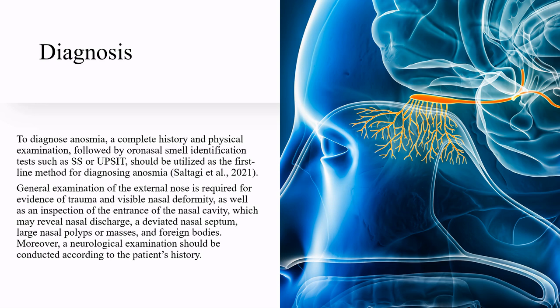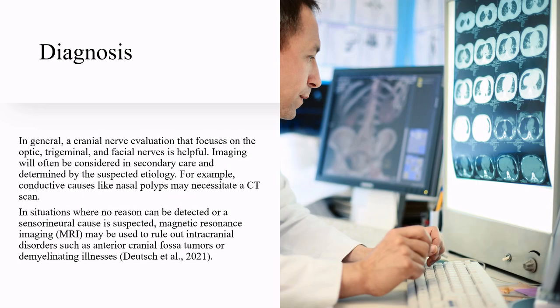A general examination of the external nose is required for evidence of trauma and visible nasal deformity, as well as an inspection of the entrance of the nasal cavity, which may reveal nasal discharge, a deviated nasal septum, large nasal polyps or masses, and foreign bodies. Moreover, a neurological examination should be conducted according to the patient's history. In general, a cranial nerve evaluation that focuses on the optic, trigeminal, and facial nerves is helpful.